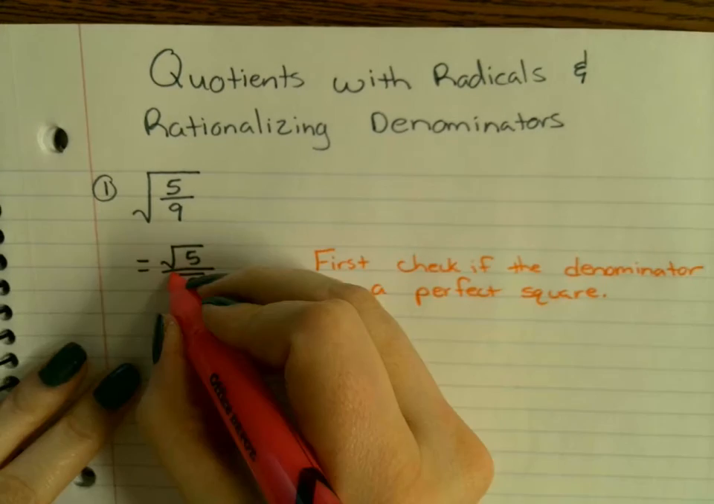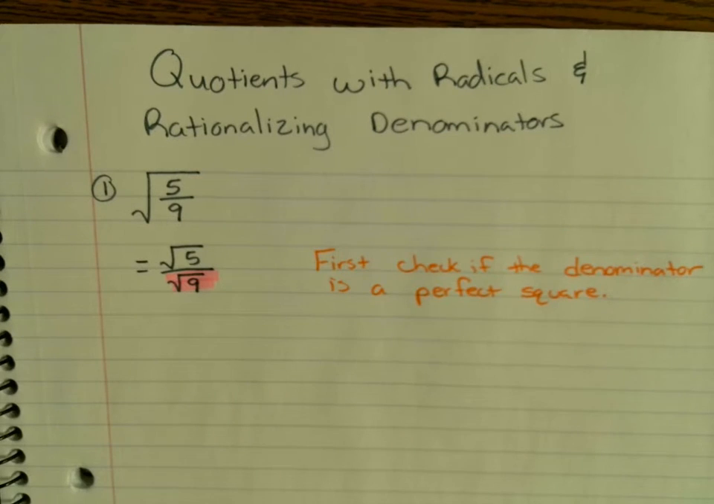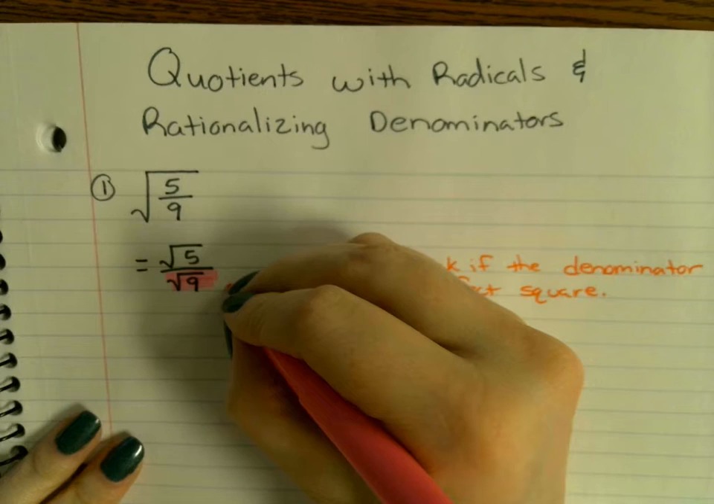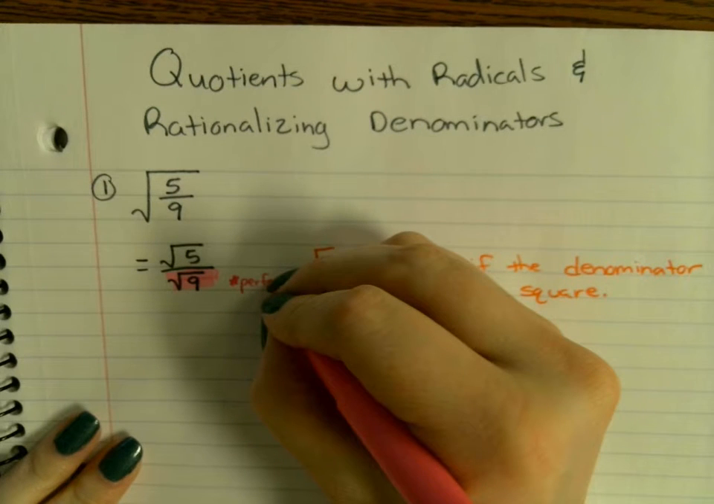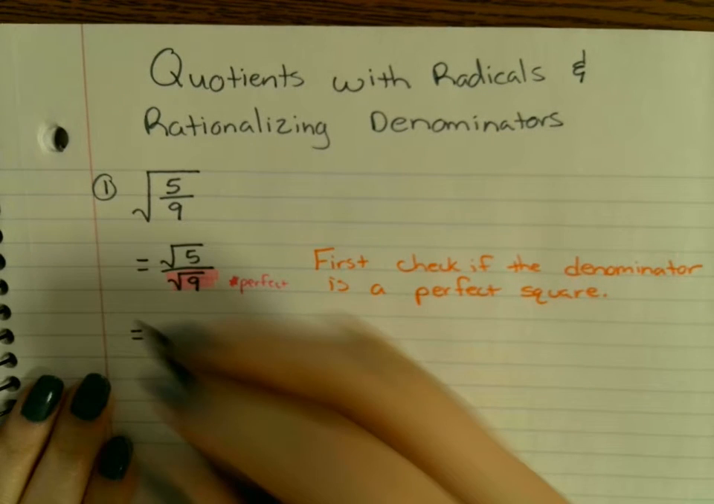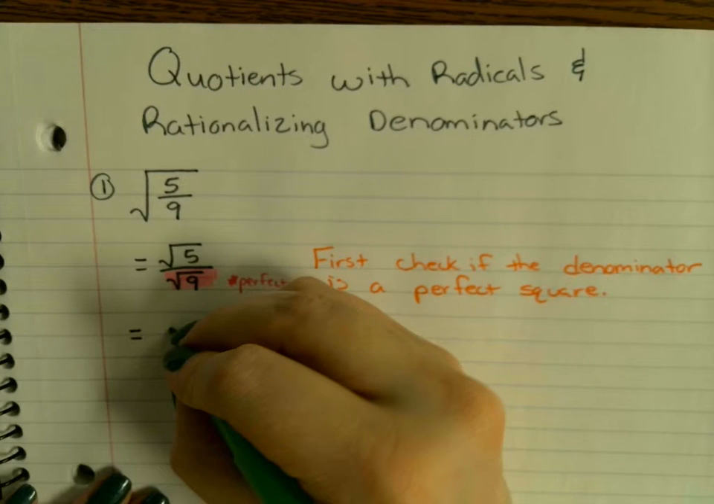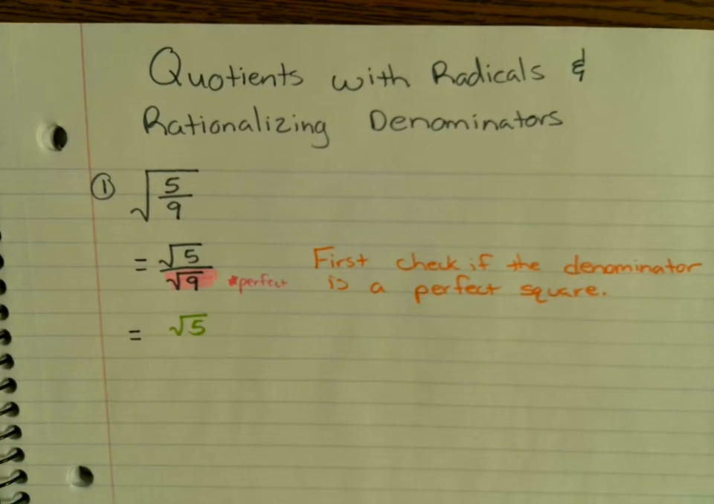So I'm going to go ahead and highlight it in my pink. Okay, I'll put a little star by it. This is perfect, which means I can go ahead and take the square root of 9. So I'm left with the square root of 5 over, what's the square root of 9? 3.